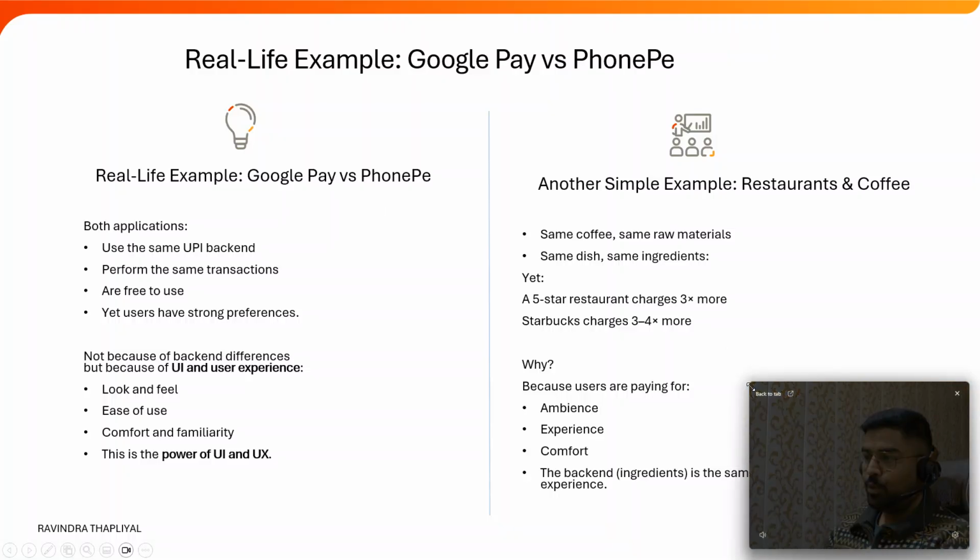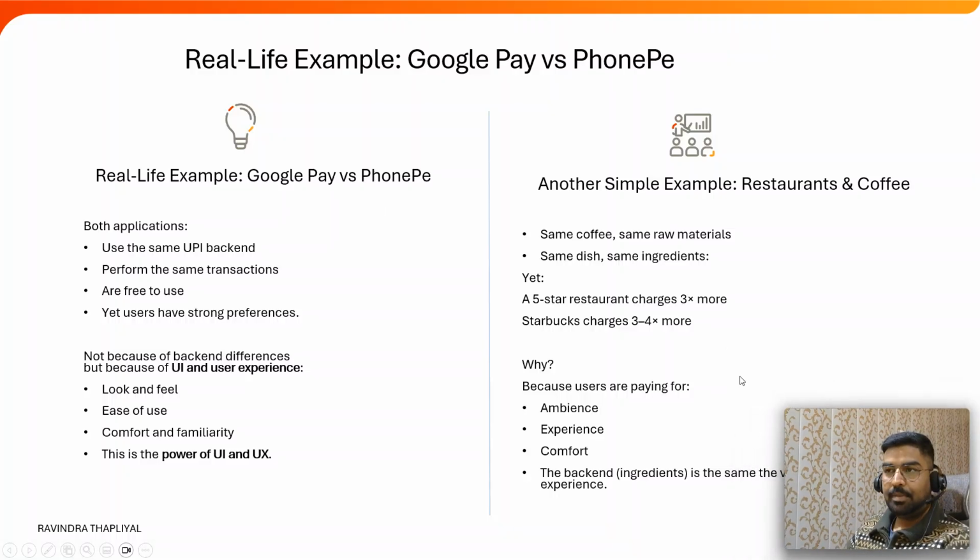Then I will quickly give you a real-life example. Over here, I am taking the example of Google Pay versus Phone Pay. It is basically from an India point of view, because here we are using the UPI payment service. We are using this payment gateway, but in your company you can take the reference of this one. That's why I have used the second example over here, which is restaurant versus coffee.